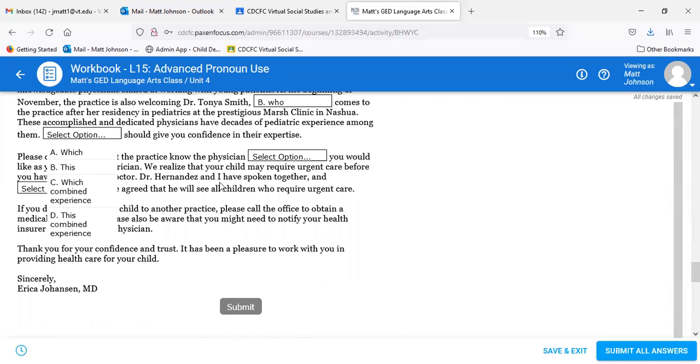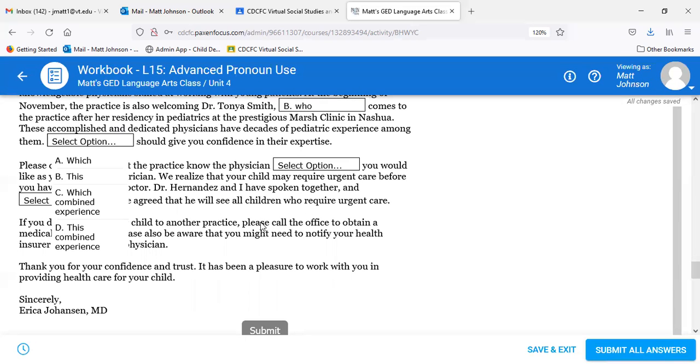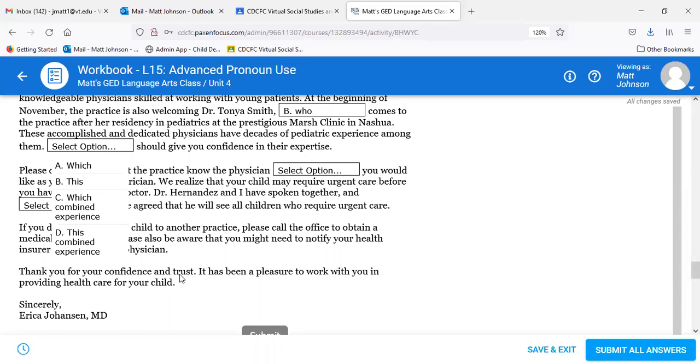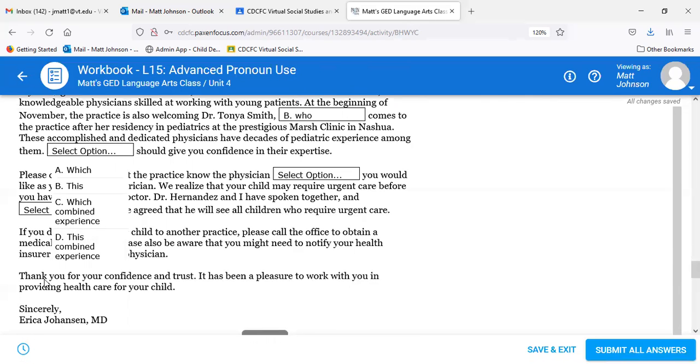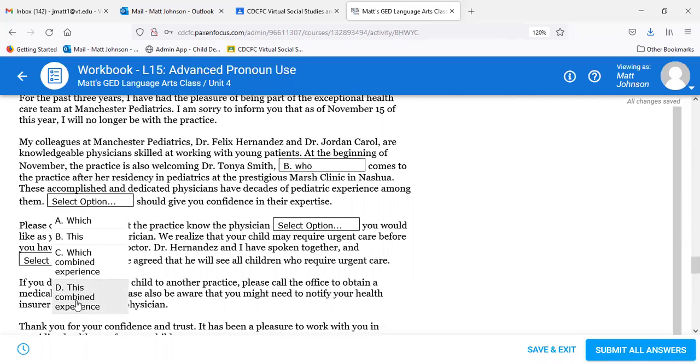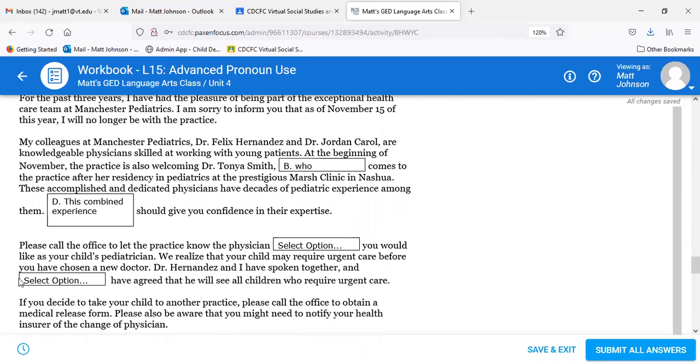What do we want to use here? Which should give you confidence in their experience? A. If we were combining the sentence, but if we're starting a new sentence, are we going to need more information? Okay, which combining experience? This maybe D. Let me see here. Hold on. It is D. Yes. D. This combined experience should give you confidence in their expertise.